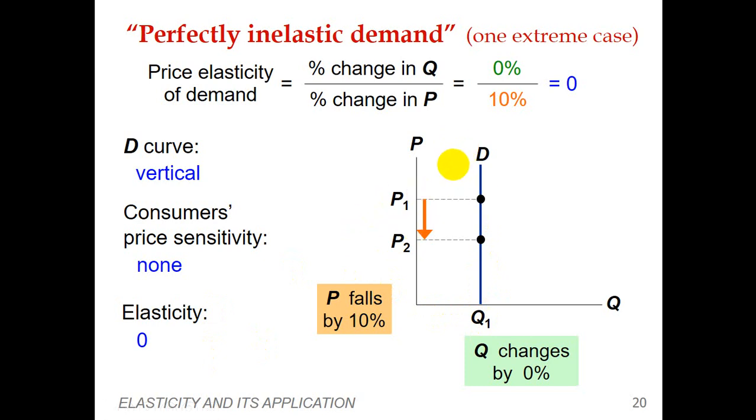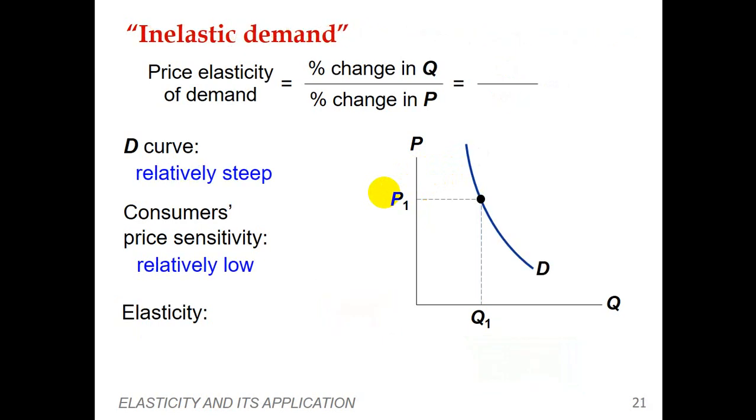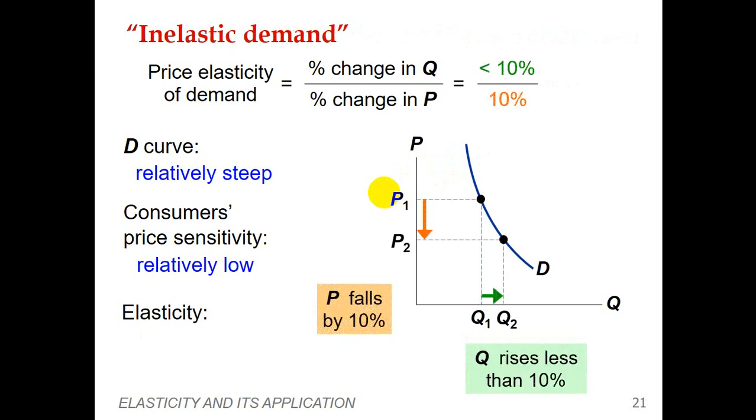Although there is, supposing, a 10% decrease in prices, the quantity demanded remains the same. So in the perfectly inelastic case, there is a change in prices but no change in quantity demanded. Consumers show no change. But in the case of the inelastic demand curve, when there is a change in prices, there is a slight change in quantity demanded.